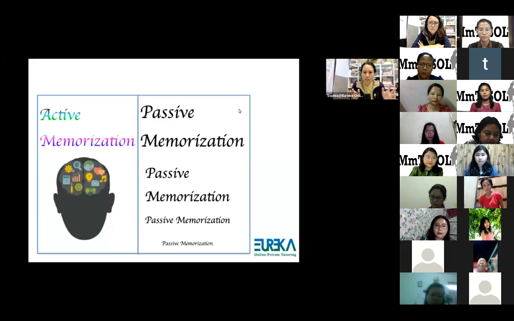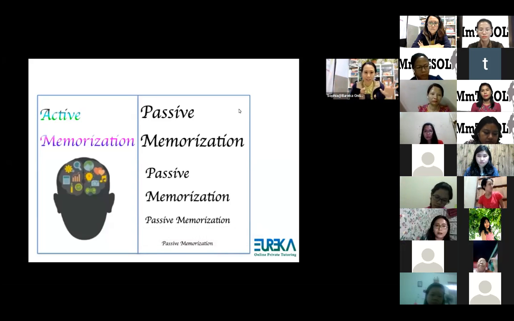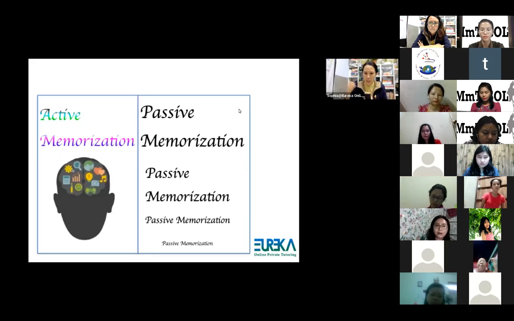So whenever you are asked to look at this column, the first thing that will attract you will be the color that I am using, the words, active memorization. You can see different colors that I have used here, and you can see the picture of the head. Inside the head, you can see so many different things, and that gets your attention immediately. So that's how our brain works.